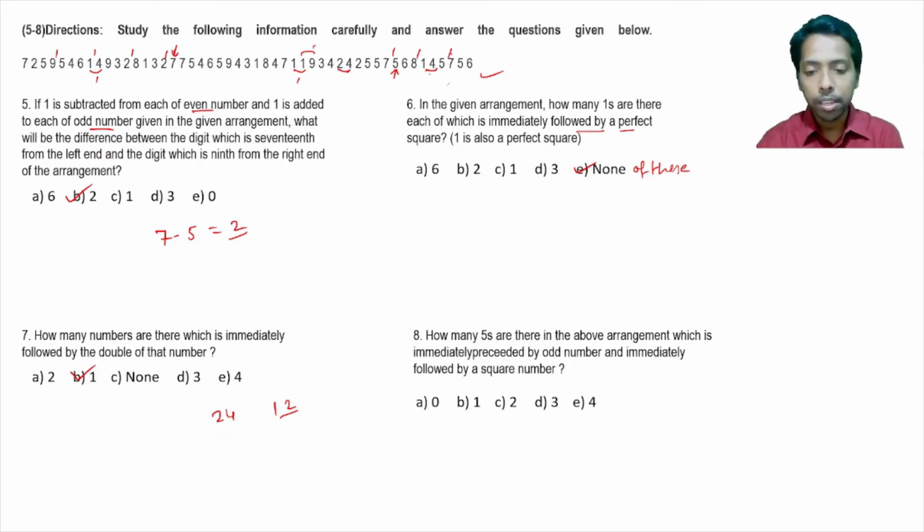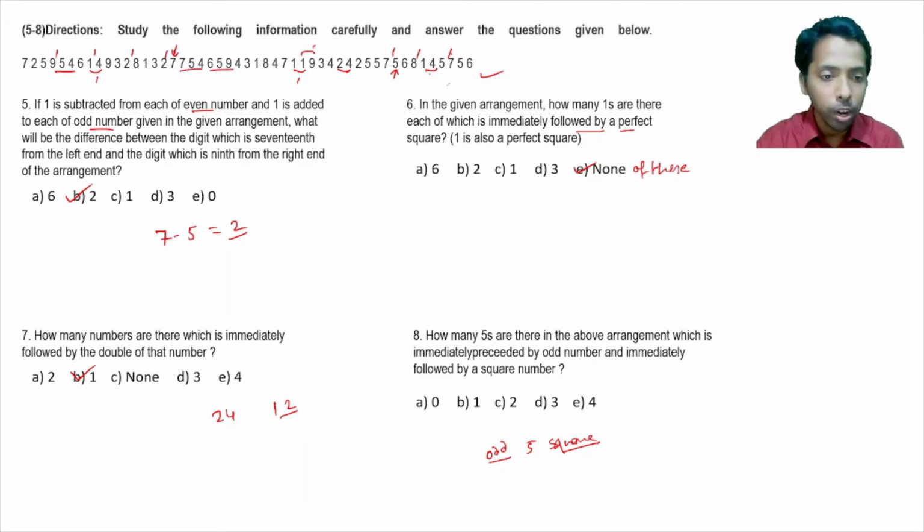How many 5s are there in the above arrangement which is immediately preceded by odd number and immediately followed by a square number? So how many 5s are there? Odd number and square. 9 is odd, 9, 5, 4. This is 1. Again, where is 5? 7, 5, 4. Again 1. Okay. 6, 5, 9. Again 1.